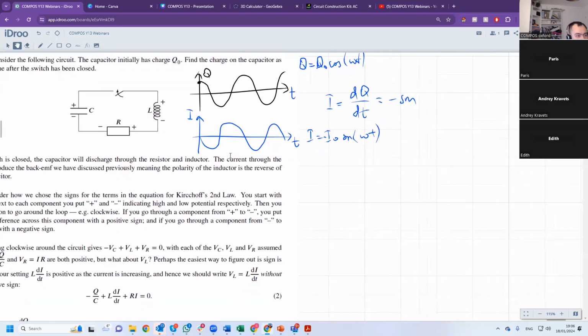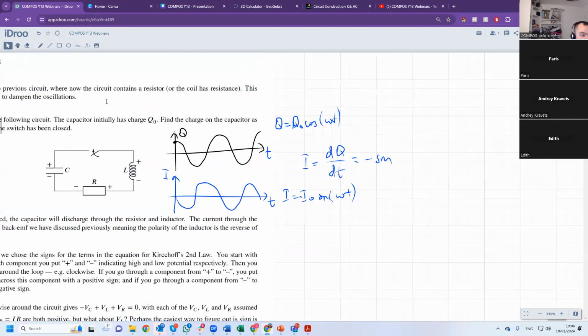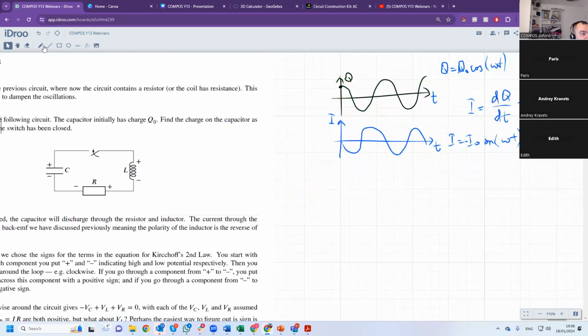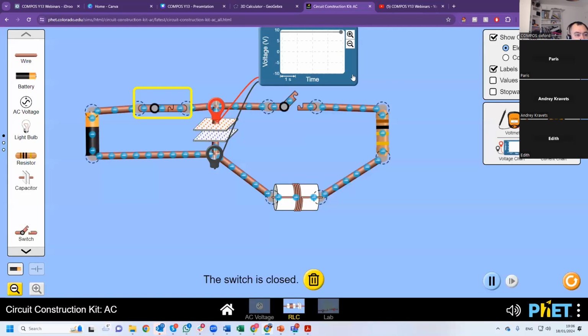Now, if you introduce the resistor though, this is no resistor. Rather than removing the resistor, I'm just going to set the resistance to 0. Okay, so I'm charging the capacitor. So I have a capacitor.